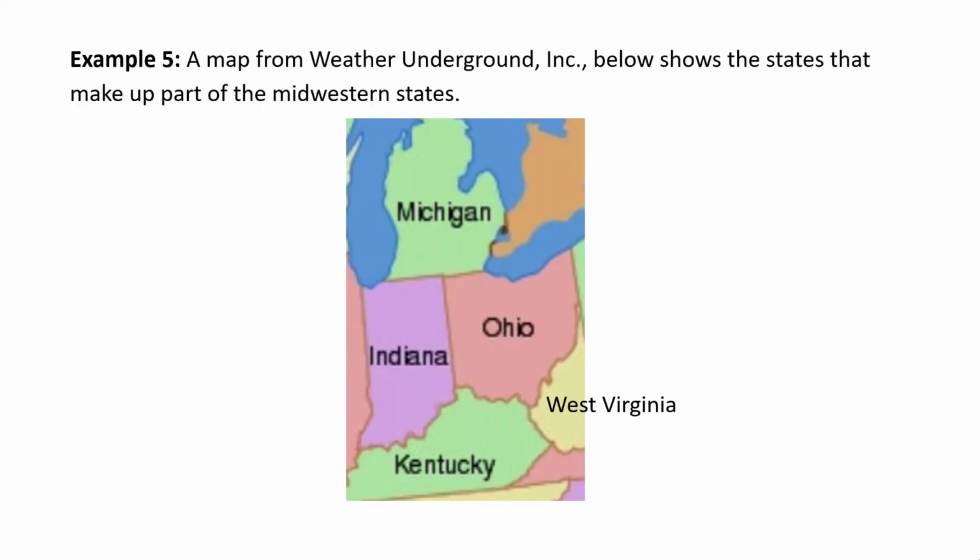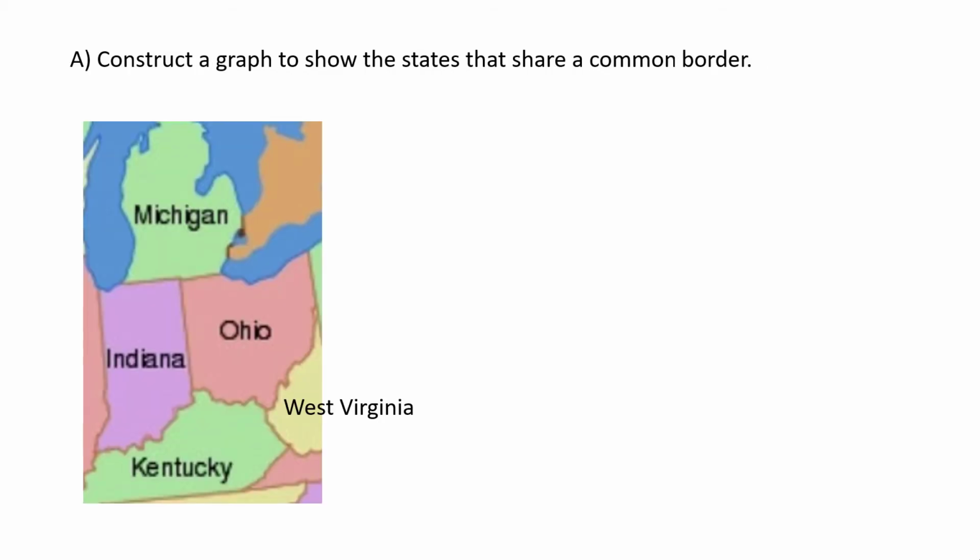Example, a map from Weather Underground Inc. below shows the states that make up part of the Midwestern states. The states are Michigan, Indiana, Ohio, Kentucky, and West Virginia. Part A. Construct a graph to show the states that share a common border.